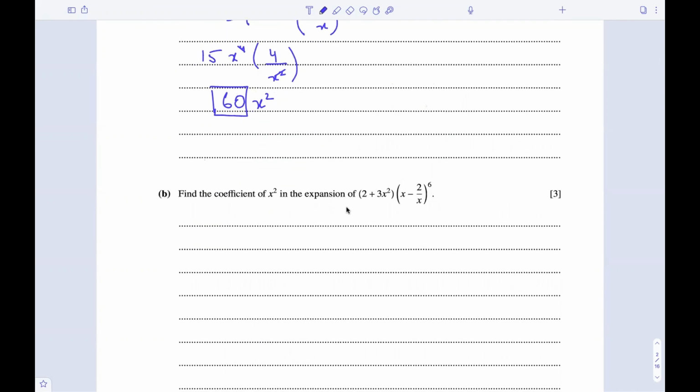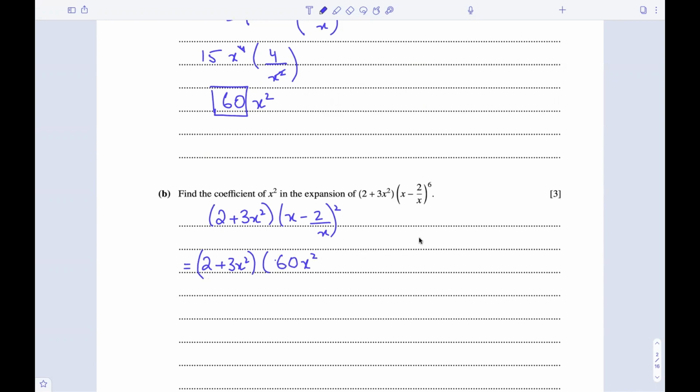In part B, we have to find the coefficient of x squared in the expansion of (2 plus 3x squared) into (x minus 2 upon x) to the power 6. So what we need to understand is that to get the coefficient of x squared, we'll multiply this constant term by the coefficient of x squared over here, and 3x squared by the constant term over here. Now we know that the coefficient of x squared is 60 over here, so 60x squared.